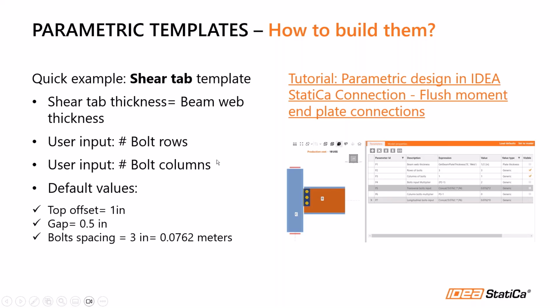So every time you change the beam, we'll read the web thickness, and that will be the thickness of the shear tab. The user will input the number of bolt rows and the number of bolt columns, okay? And then the default values will be the top offset from the top flange, the gap between the beam and the column, and the bolt spacing will be 3 inches.